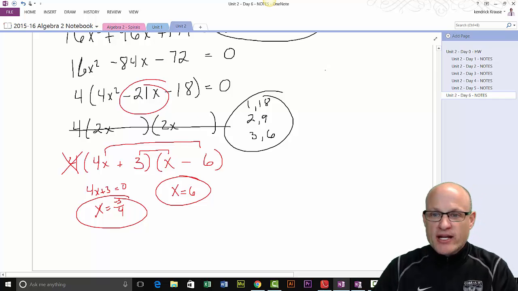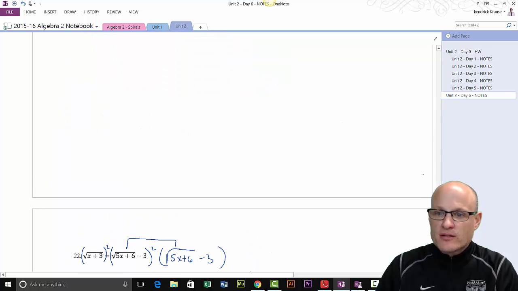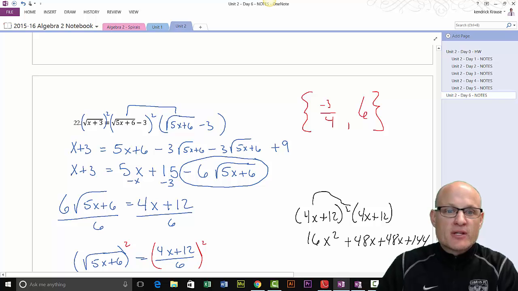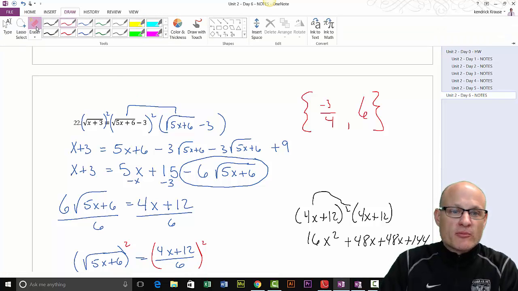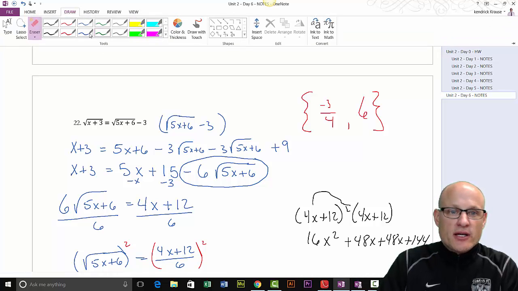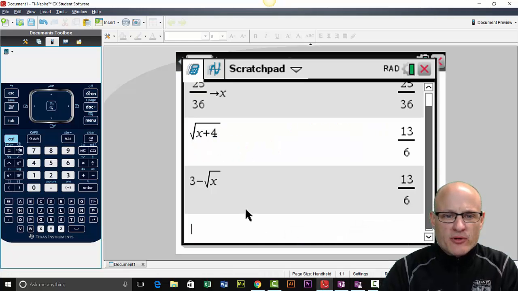So what we're going to do is check them in our original. So I'm going to bring them up here, negative 3/4 and 6. But one of them we're going to eliminate. So let's see. I'm going to go back and look at my original problem. So I'm going to erase the work that I put on it just to see what's there. And grab black. And I'm going to go to my calculator. Use my mouse now. Negative 3/4, so negative 3 divided by 4.